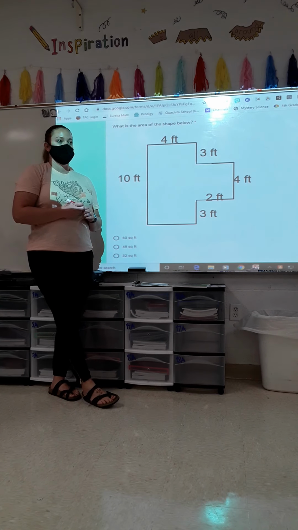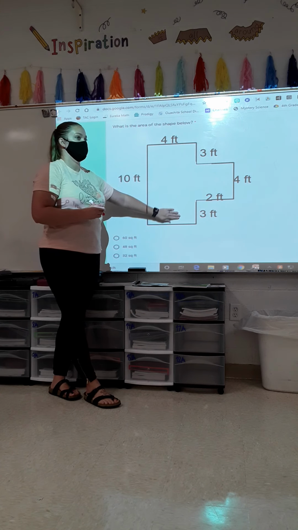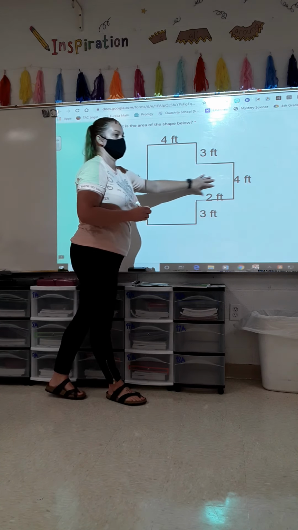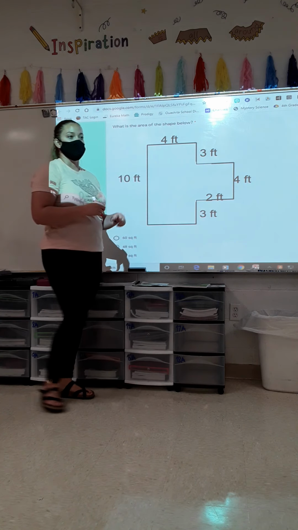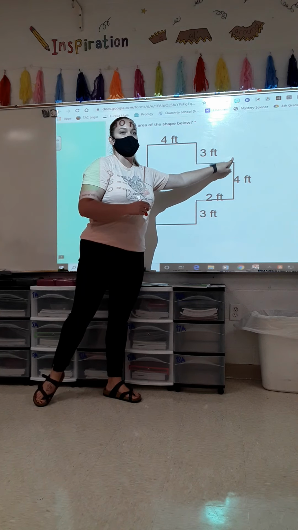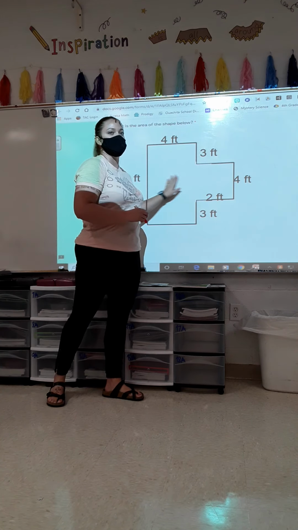It's measuring in separate spots. Yeah, it's measuring the inside, right? The inside. The perimeter measured around the outside like a fence would be. But the area measures the space inside.